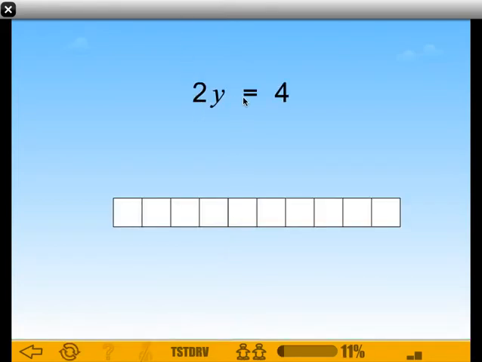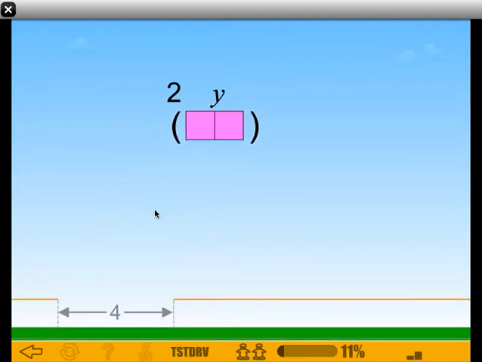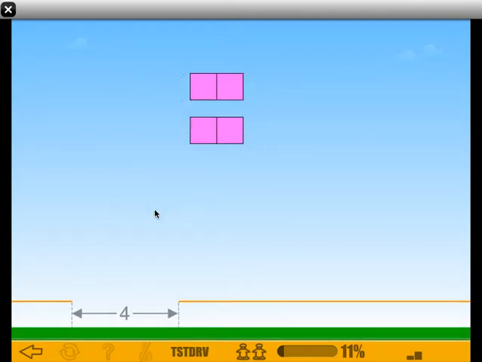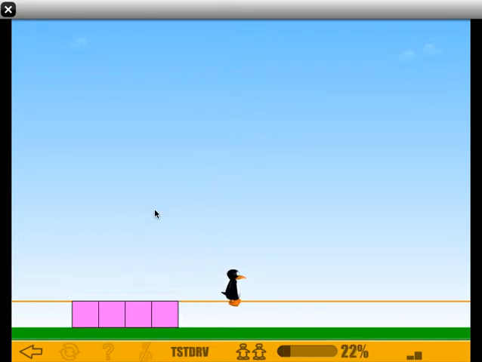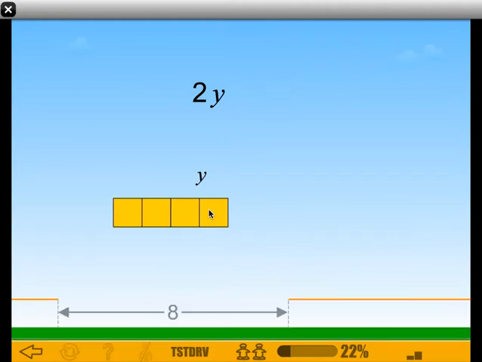Two times some number equals 4. 2 times 1 is 2. 2 times 2 is 4. And there you go. So the important part in this layer is to know that you have the coefficient of 2. 2 times y equals 8. If you divide 8 by 2, you get 4. So 8 divided by 2 would leave you with 4. So 2 times 4 is 8.